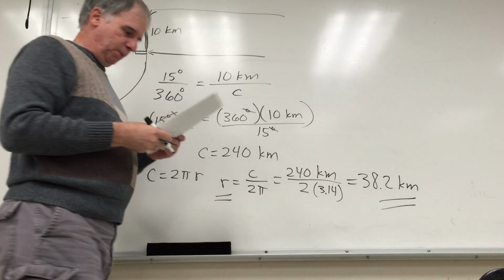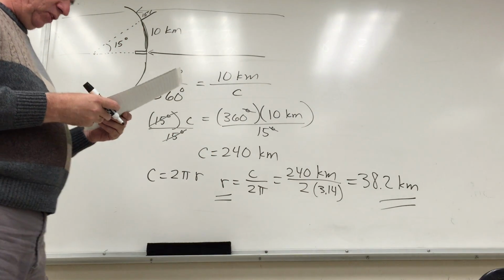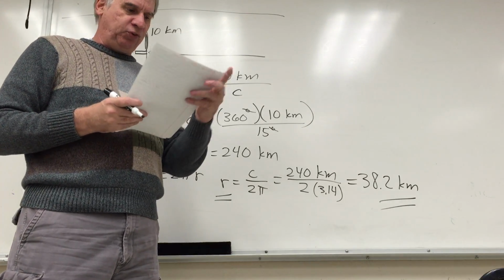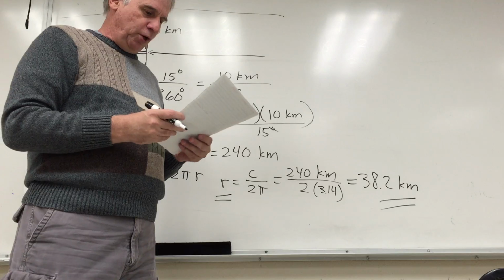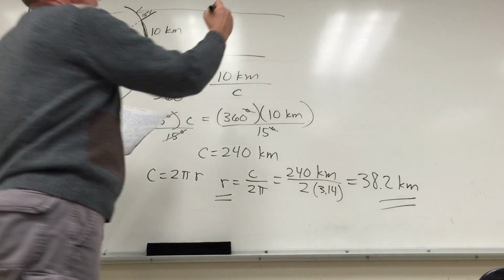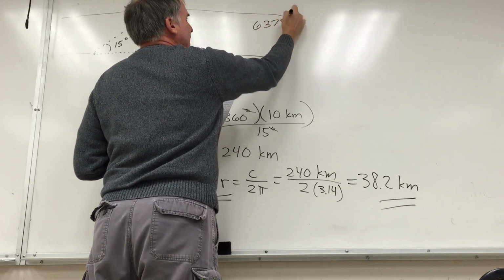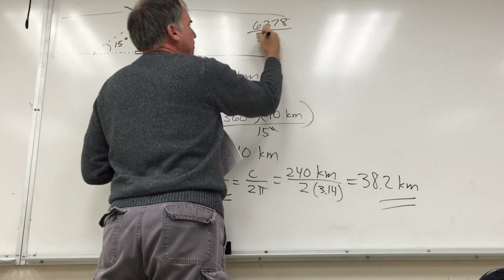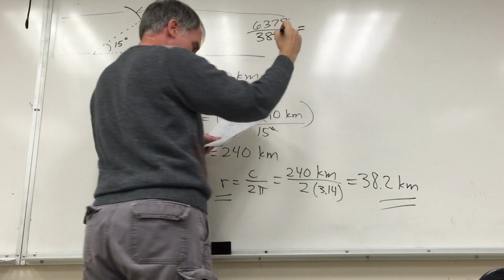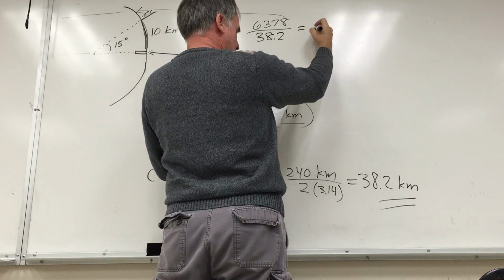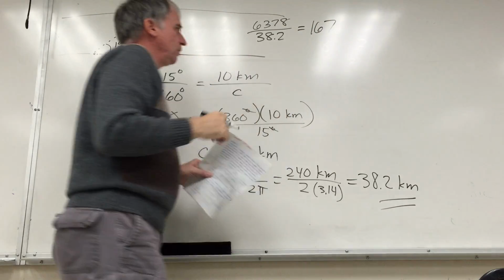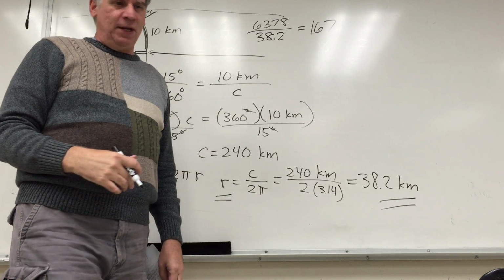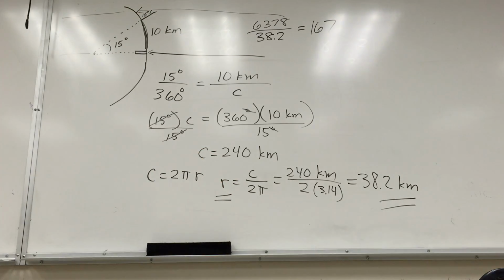There was one extra part of the problem which asked by how many times smaller or bigger than Earth's radius is the asteroid radius. The Earth radius is 6378. The asteroid is 38.2. So dividing, we get that they're different by a factor of 167. And of course, it's the Earth 167 times larger radius than that of the asteroid.